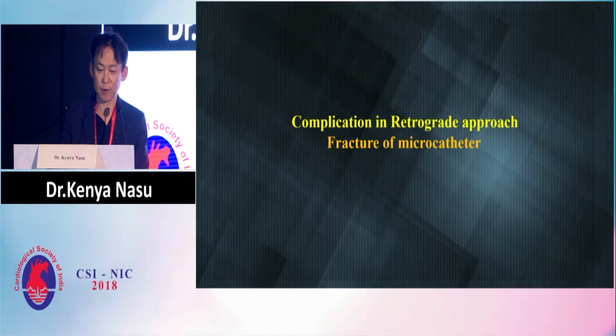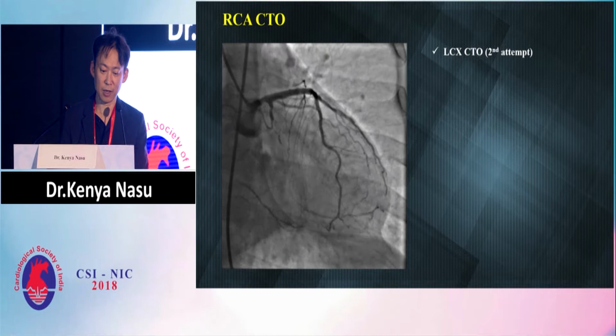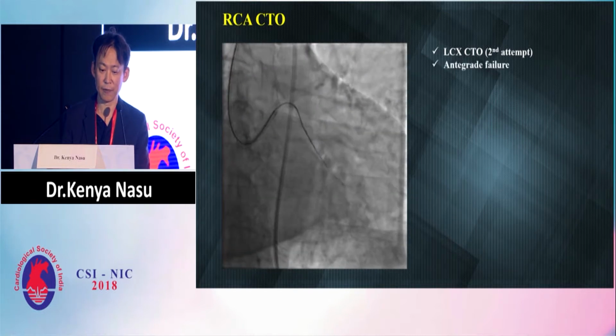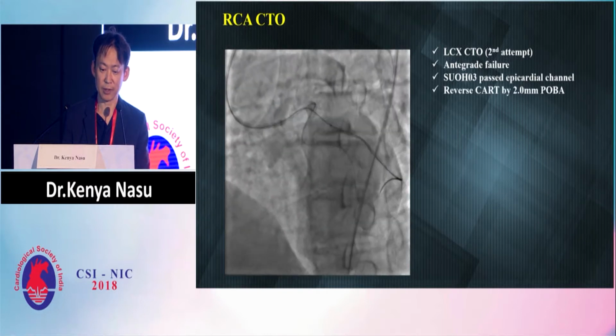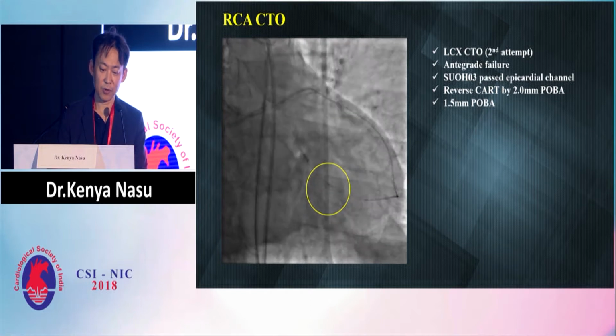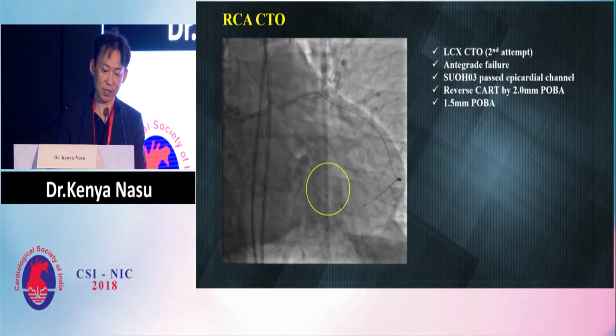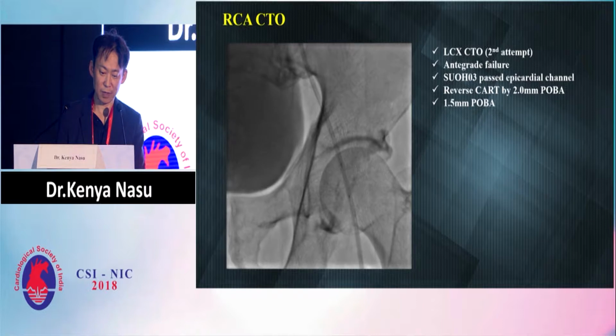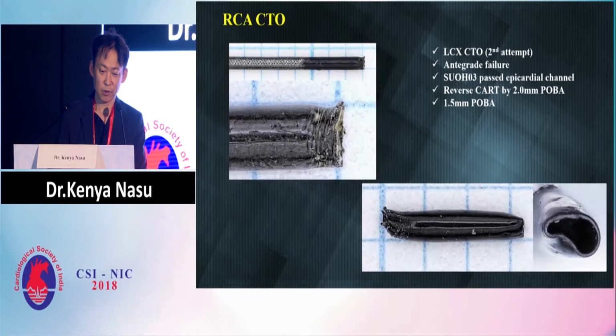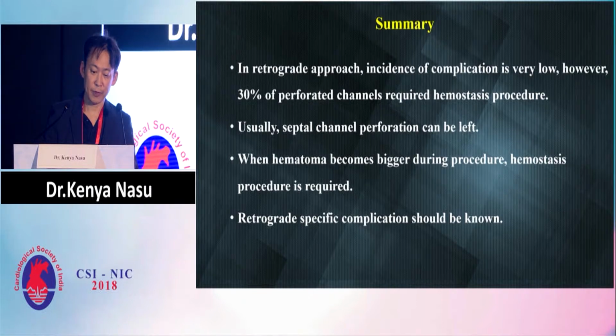The final case is fracture of the microcatheter. This is a left circumflex CTO, very calcified, after failure of the antegrade approach. So we used the epicardial channel for the retrograde approach and reverse CART. After externalization, this is a 1.5 balloon, but you can see something at the tip of the balloon. Again, you can see. So we carefully retrieved the balloon. We can see the tip of the microcatheter is fractured inside the CTO, maybe because of the calcification.